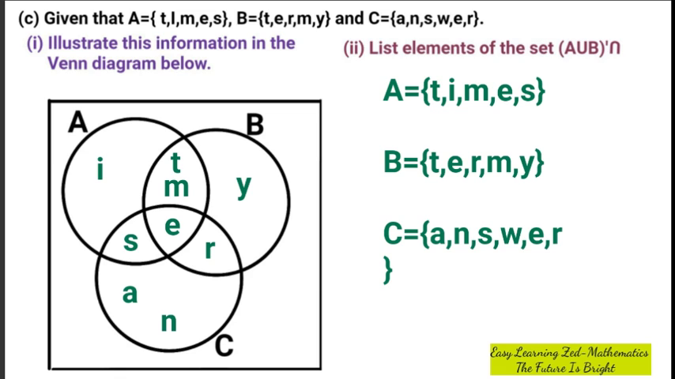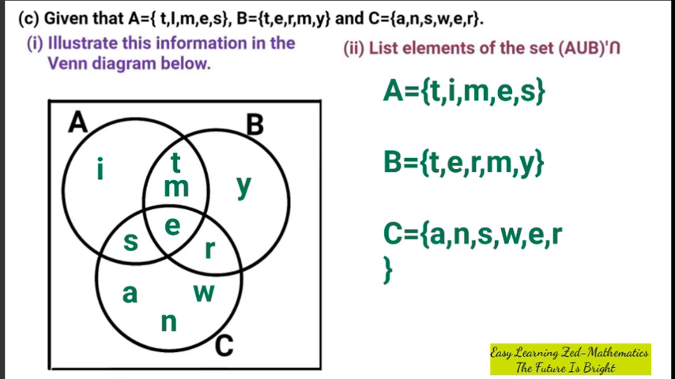We have talked about S already, but we haven't talked about W. So let's look at W. Is W found in set C? Yes. In set B? No. In set A? No. Therefore, W will be found inside set C. Okay, we have already talked about element E and element R, so we're not going to talk about them again.